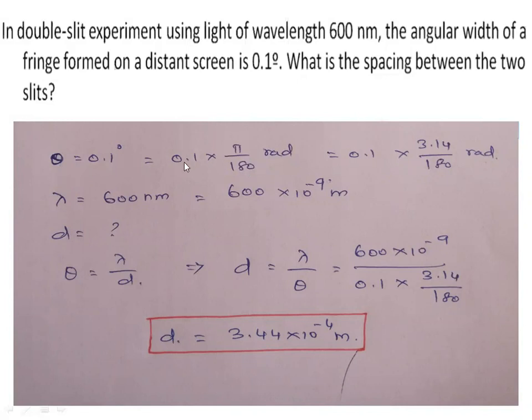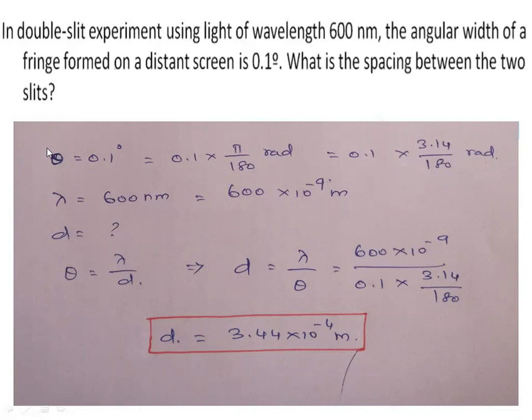To convert it into radian, last year we studied that it is pi by 180. So 0.1 into pi by 180. The pi value we already know is 3.14, divided by 180. So 0.1 into 3.14 divided by 180 radian. So we have converted degree to radian. The lambda value is given in nanometer, 600 nanometer, so we are converting nanometer into meter. 10 to the power minus 9 is the nano value.